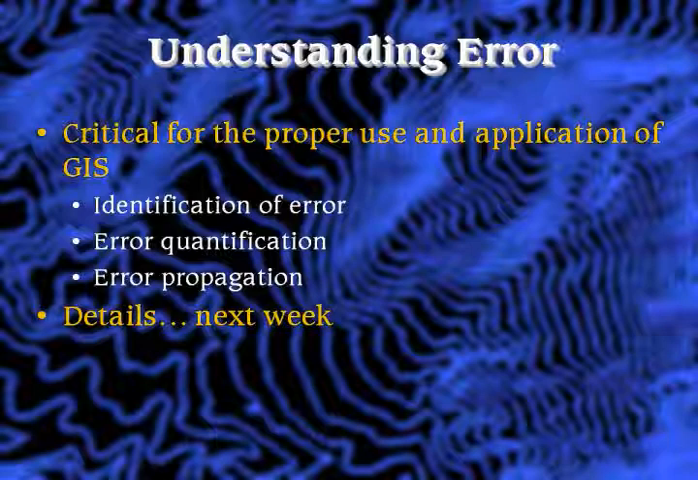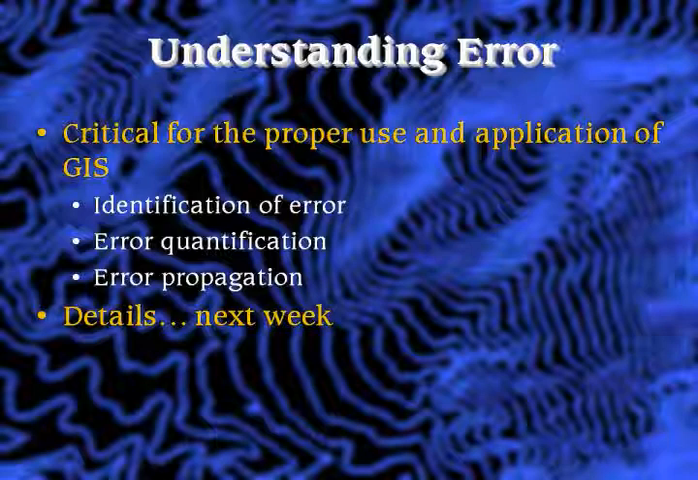The answer doesn't change. It doesn't matter. Yes, we have error here and error there, but we're still getting the same answer. That's ideal. That's fantastic if we get that. We have a high confidence in the results of our GIS. In many cases, though, that's not true.